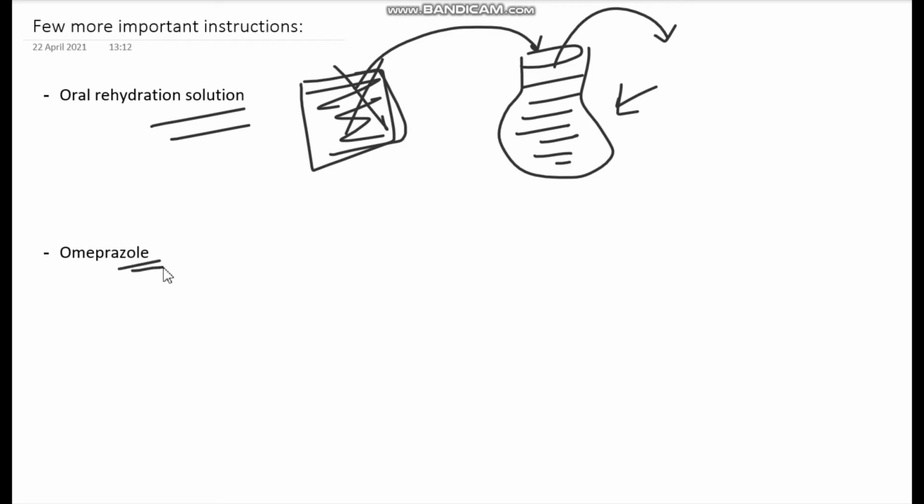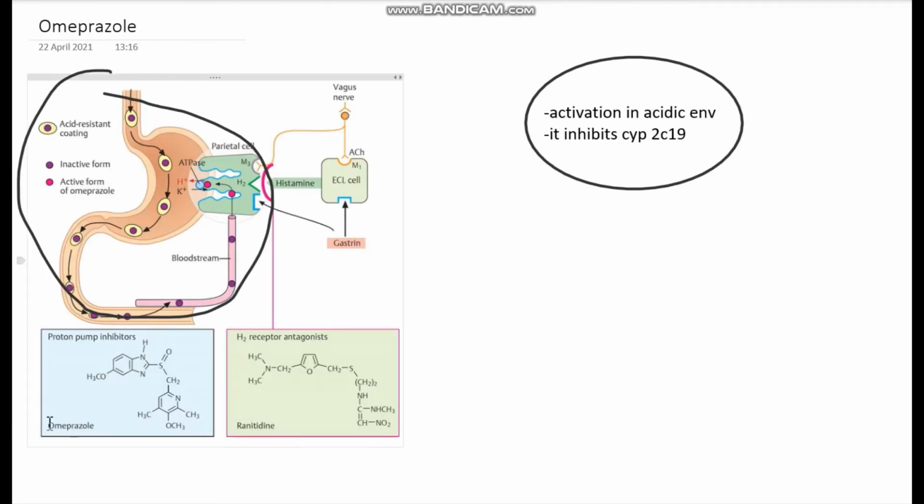Coming to omeprazole. Omeprazole is a proton pump inhibitor drug which is used in cases of gastric ulcer diseases or gastroesophageal reflux diseases, etc., whenever there is increased acidity. So, how does it function? Let me tell you about its mechanism of action in brief.